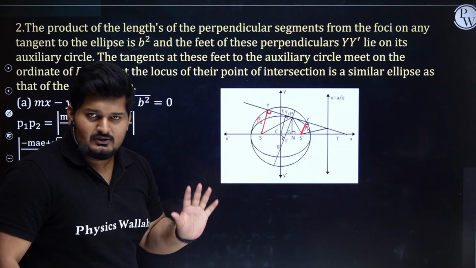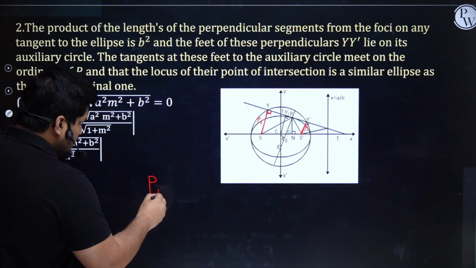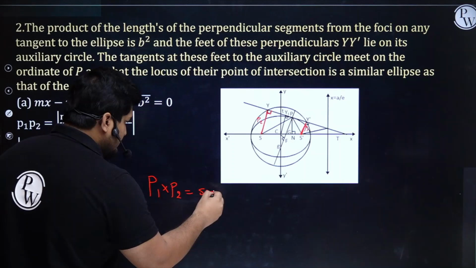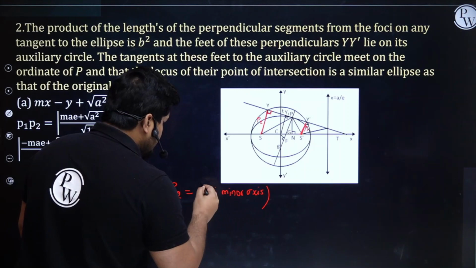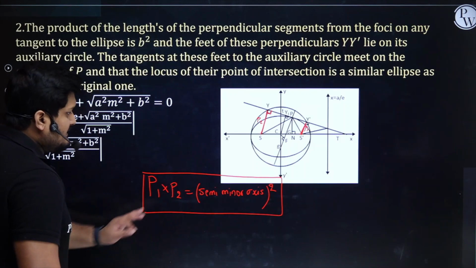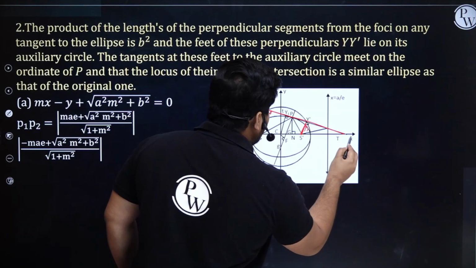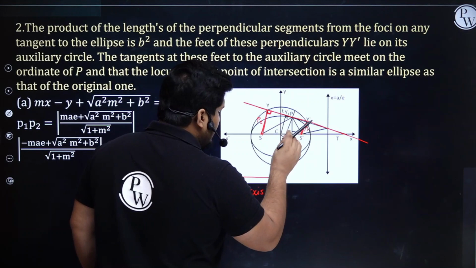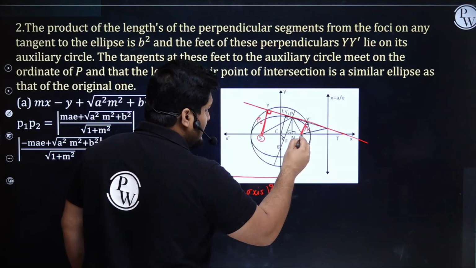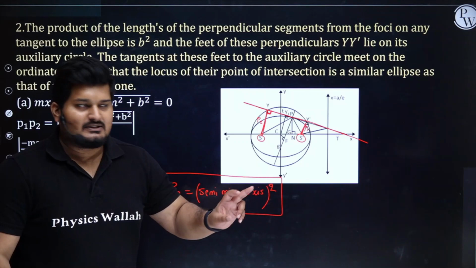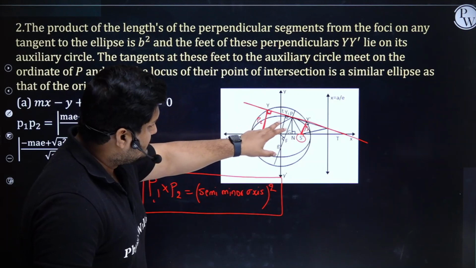So P1 into P2 is equal to b square, or you can say semi minor axis square. This is what you need to remember. That's it. This is the only thing which you need to remember from this section, which is: if you have any random tangent drawn at a certain point P on the ellipse, then you draw two lengths P1 and P2, which are the lengths of perpendicular from both foci S and S dash. Then P1 into P2 will be equal to semi minor axis square. And one more thing, obviously we know the locus, guys. The locus of foot of perpendicular will be on the auxiliary circle, that we have already seen.